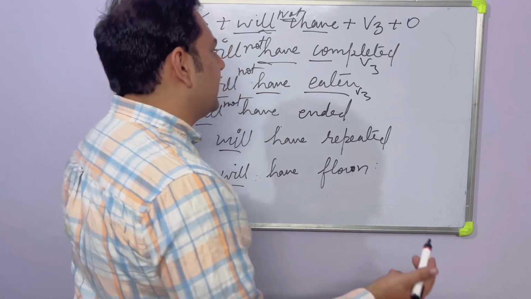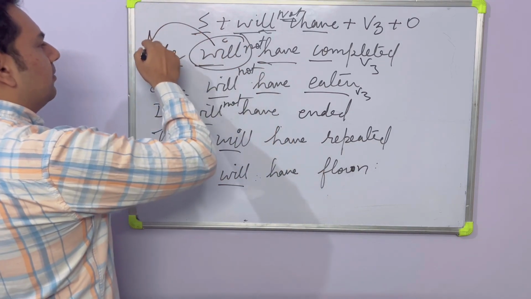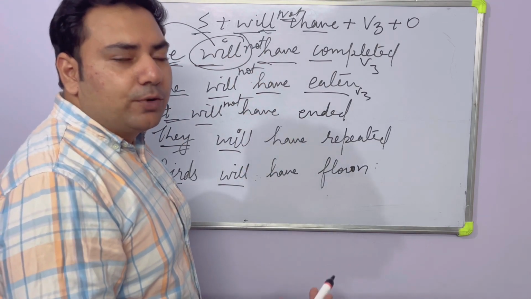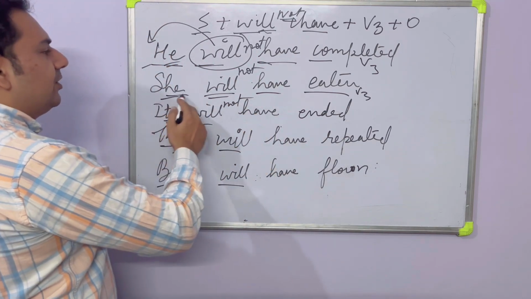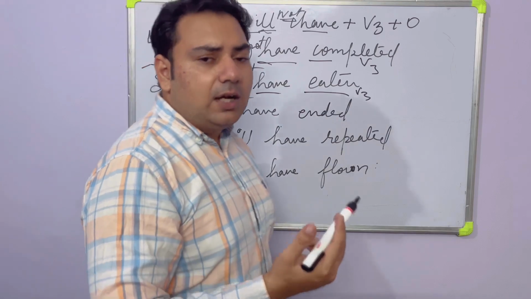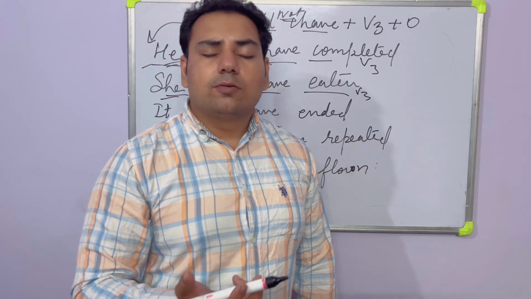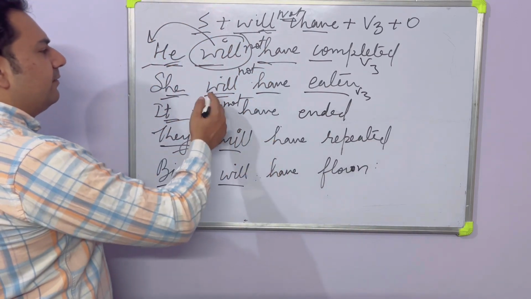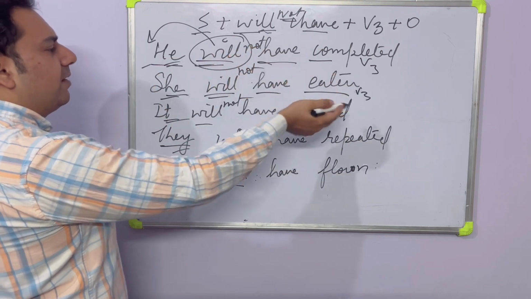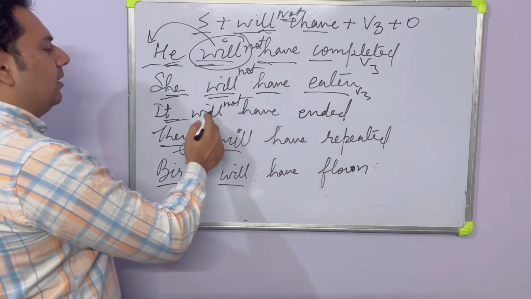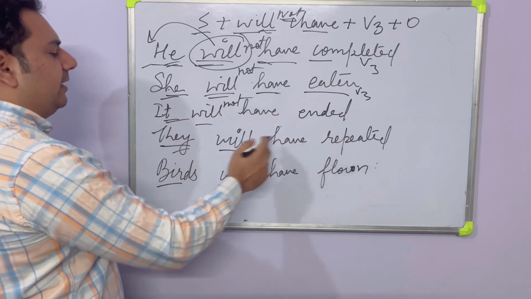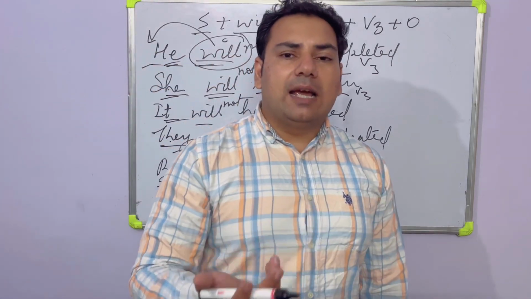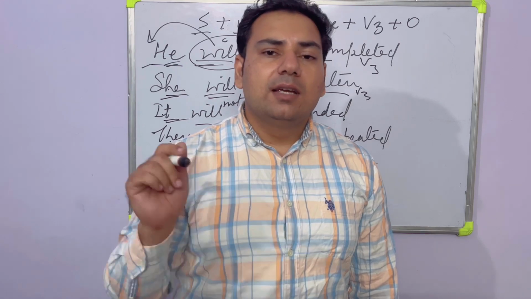Now let's make the interrogative sentences. Will comes in the first place. Will he have completed the project or work? Question mark. Will she have eaten her lunch in the canteen? Question mark. And this is how you can create the interrogative sentences. And negative interrogative, again, it will remain the same. Will he not have completed? Will she not have eaten? Will it not have ended? Will they not have repeated the same mistake? Question mark. And we have concluded all the things in the future perfect.